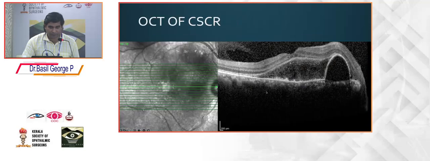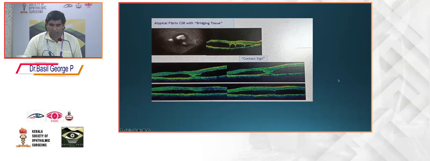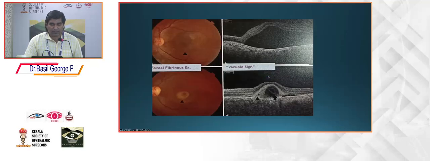and a thick choroid. This is an OCT of a fibrinous variant, where under the neurosensory retina there is hyperreflective material with fibrinous exudation, and in this case it is associated with a serous PED with a hyporeflective sub-RPE space. The fibrinous material in the subretinal space causes two OCT signs: one is the bridging tissue and the other is the contact sign, where the neurosensory retina dips down to touch the underlying retinal pigment epithelium. In the fibrinous CSR, compared to the normal CSR, there is a hyperreflective material in the neurosensory detachment and a round hypoechoic space inside, the vacuole sign, which is a feature of the fibrinous variant of CSR.